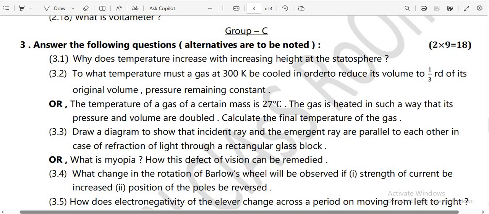3.3 Or what is myopia? How can this defect of vision be remedied?